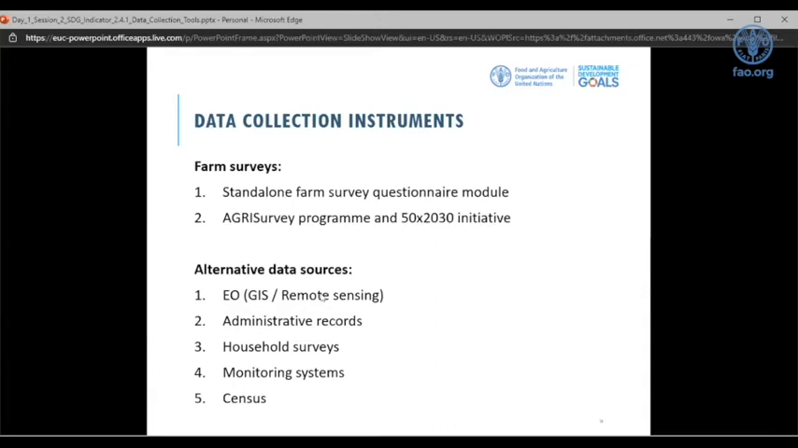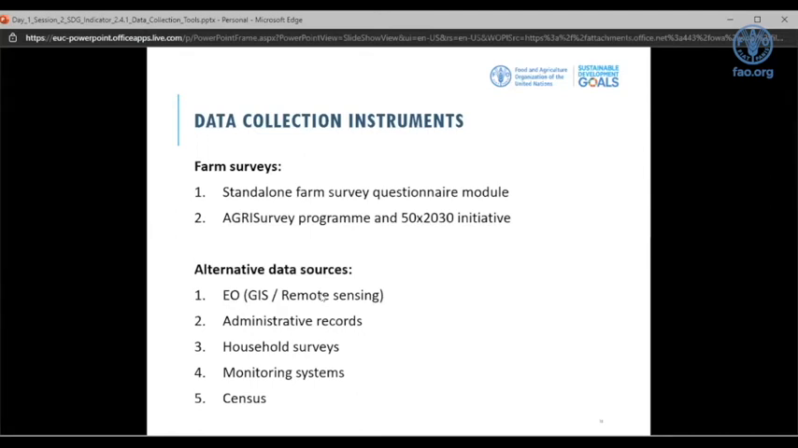And then we have this other option, which I will speak about later during this presentation, whereby we integrated all the questions that are needed to collect information on SDG 2.4.1 within the flagship projects of FAO, in collaboration, of course, with World Bank and IFAD, which is the Agri Survey Program and the 50 by 2030 initiative. This is to make sure that the beneficiary countries of these projects, once they implement and collect information using these two instruments, are able to readily report on farm survey based SDG indicators, including SDG 2.4.1.